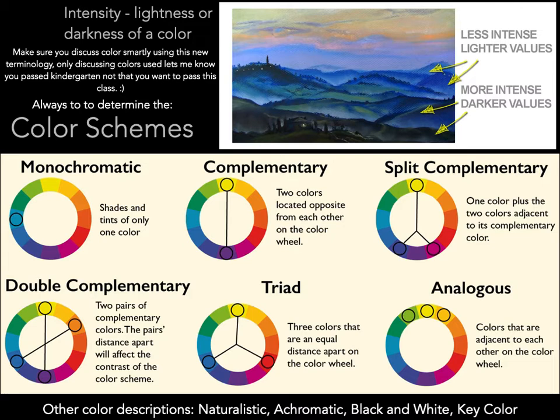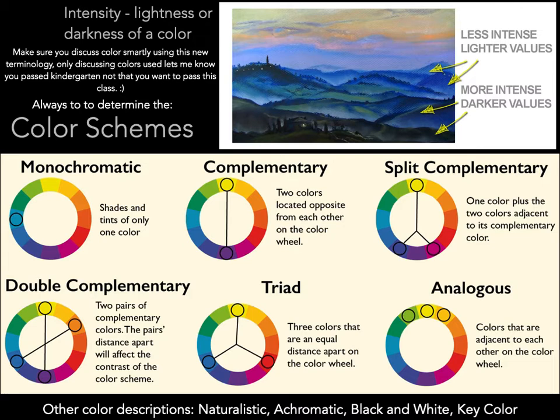The next one is complementary. And this is when colors are located opposite of each other on the color wheel. So it's important to download that color wheel handout and have it available as you're analyzing artworks. It's not expected that you have the color wheel memorized and know what colors are opposite of each other and know how to figure this out without it. This is one of those things where you reference the color wheel as you're trying to determine it.